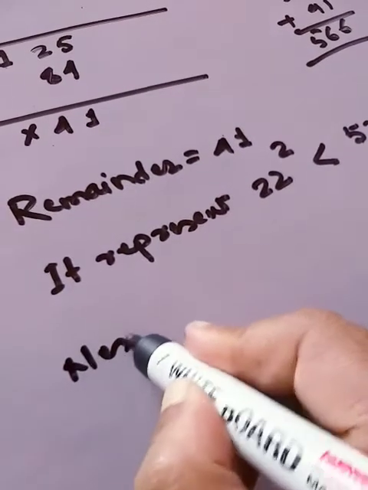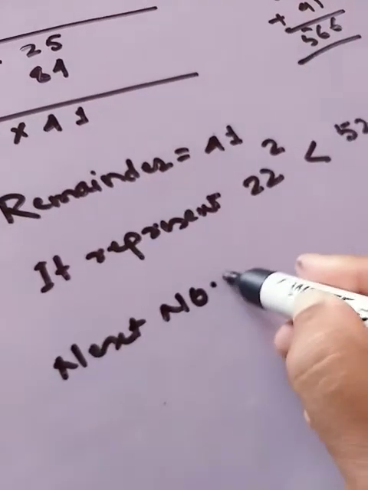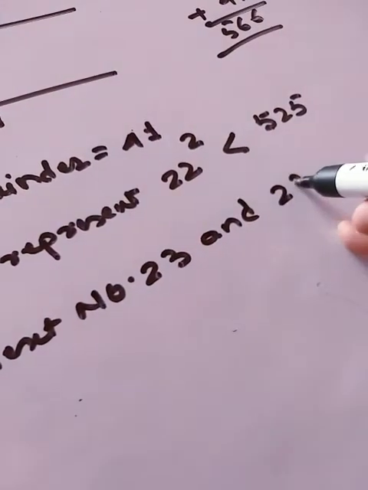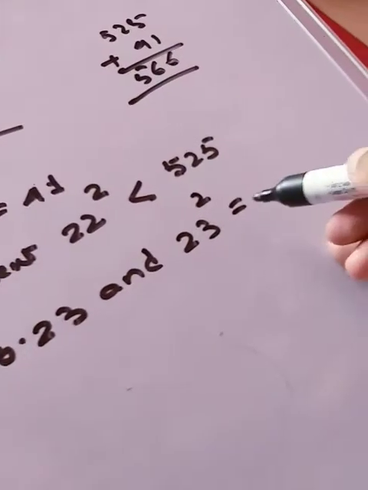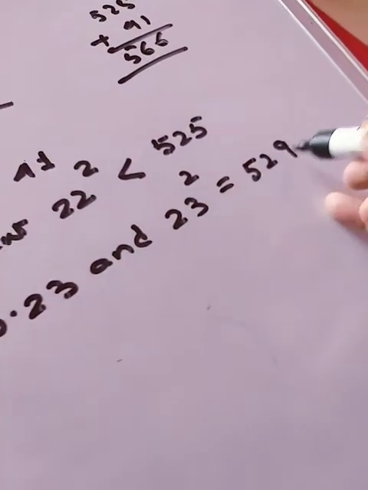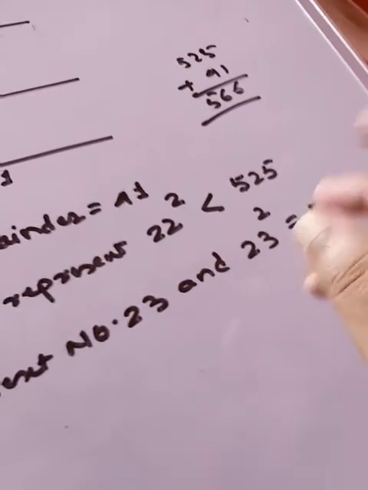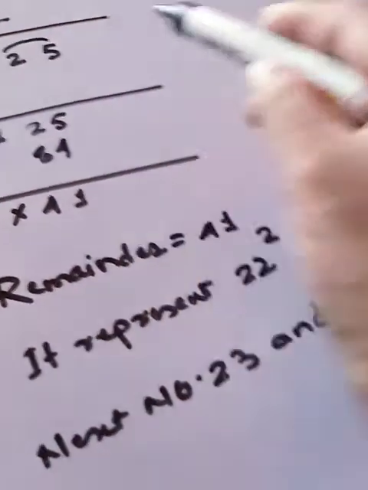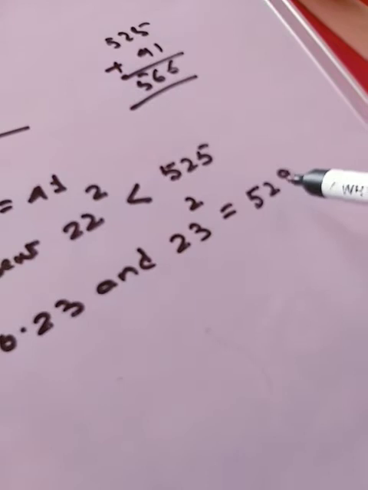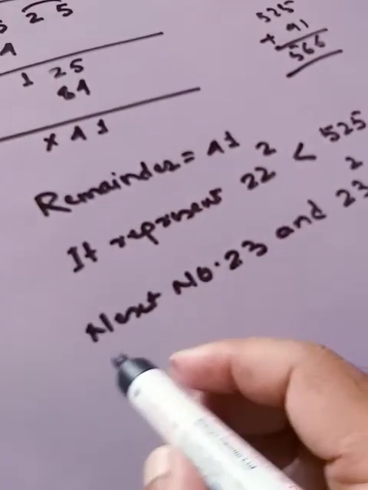Next number is 23. And what is the square of 23? We'll check that one. Square of 23 is 529. Now we have to make this 525 into this particular number. Okay. So what is the smallest number then?